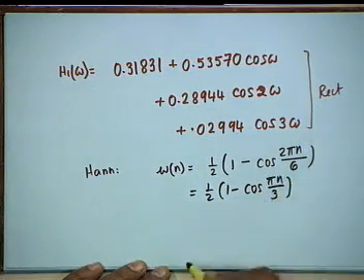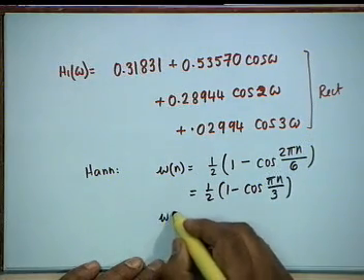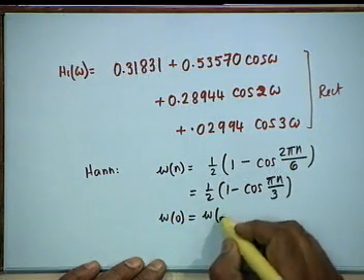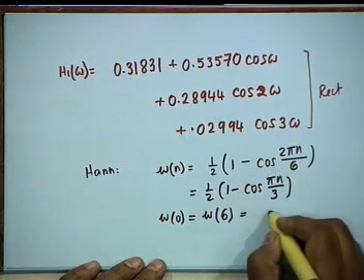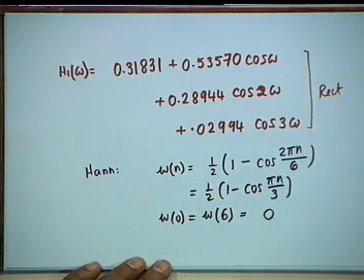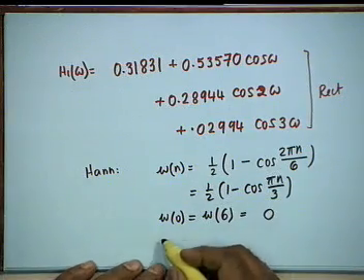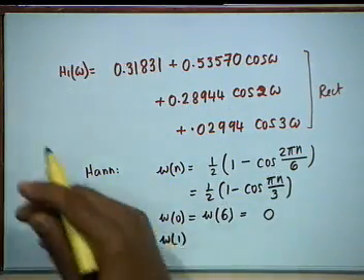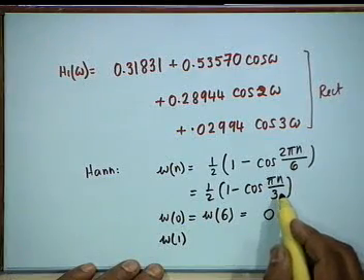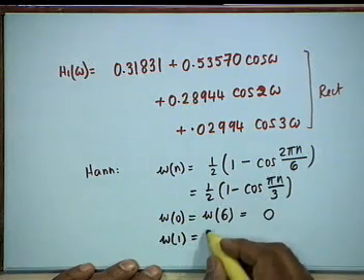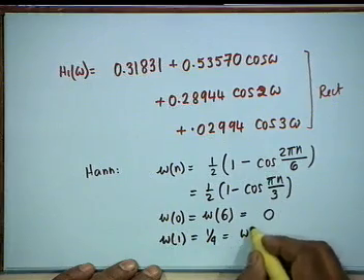and therefore, W0 is equal to W6, that shall be equal to 0. You must remember this. Hann actually uses 2 length less because the terminal values are 0. W1 comes as half 1 minus cosine pi by 3, that is another half. 1 minus half is half, so it is 1 quarter, and that is W of 5 also.